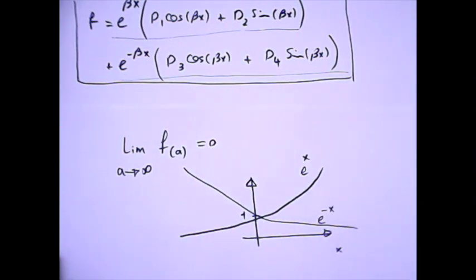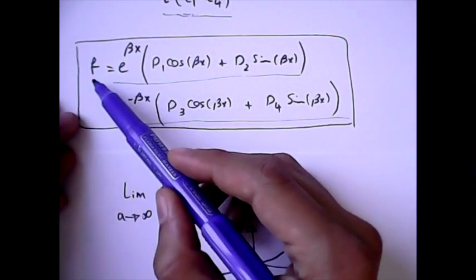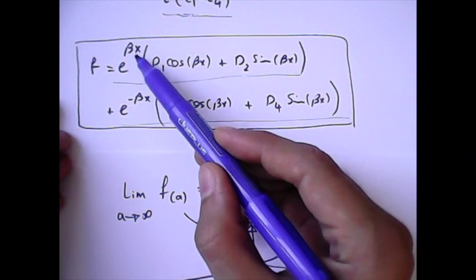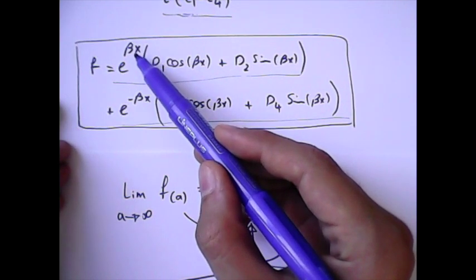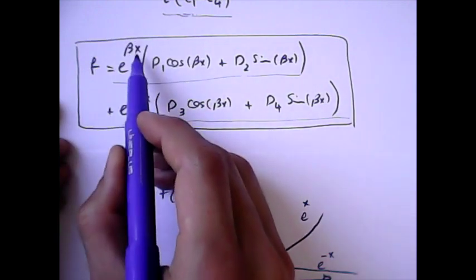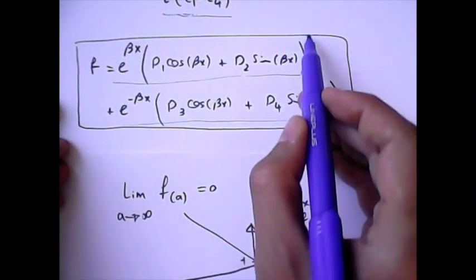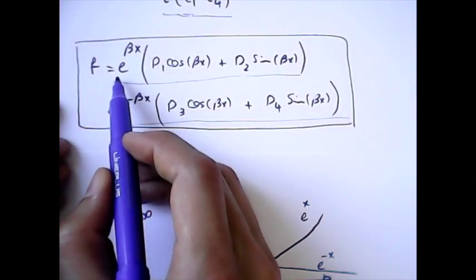Now let's go back to our function here. As x grows, this term would grow with it. And if x goes to infinity, this term would be very, very, very large.